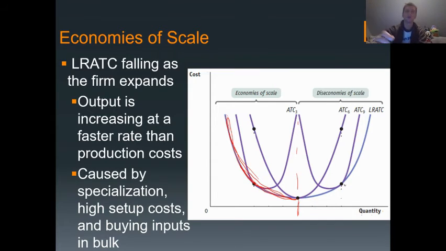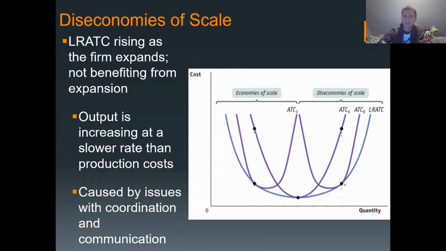The initial drop off here is high setup cost. So this initial high drop off, that's high setup costs. And as you expand more and more and more, you can buy things in bulk and it gets cheaper and cheaper as you go. That's the idea of economies of scale.